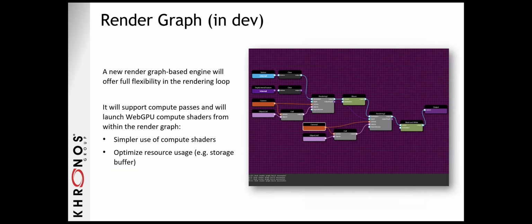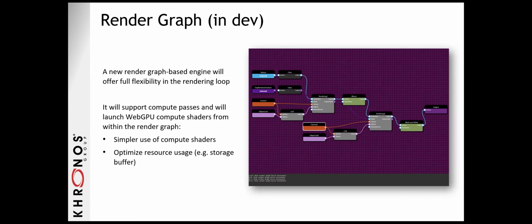All right, moving on to something a little bit different. That is a huge endeavor in the team, which is building a new render graph based engine. So today, the rendering loop is like a black box. Not completely. You can actually pass parameters and change a lot of things, right? But it's still a block.